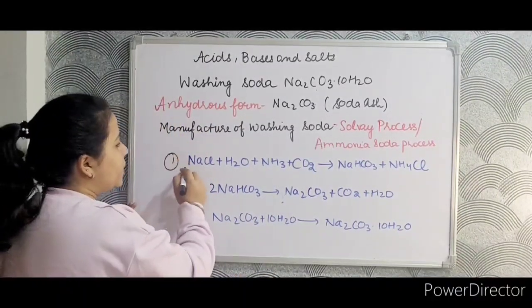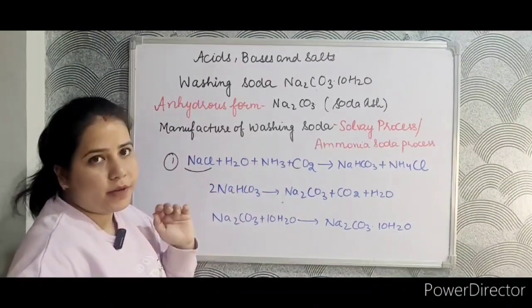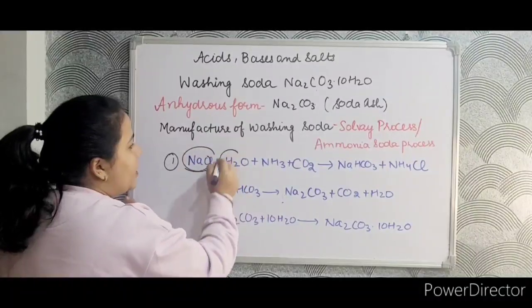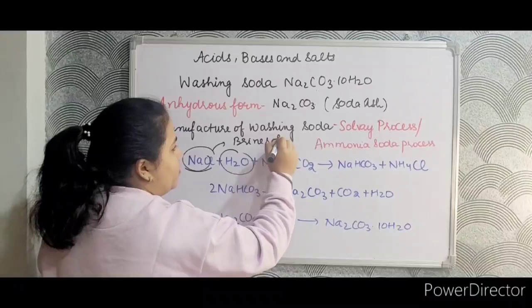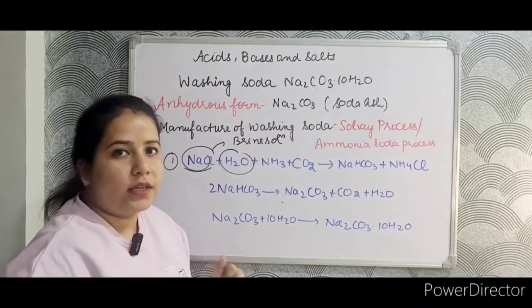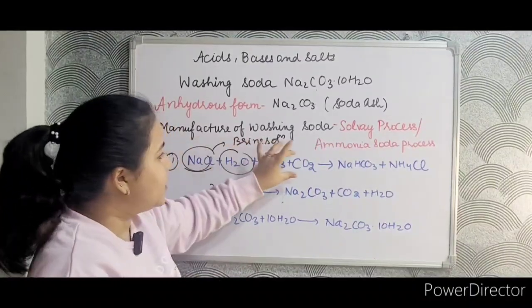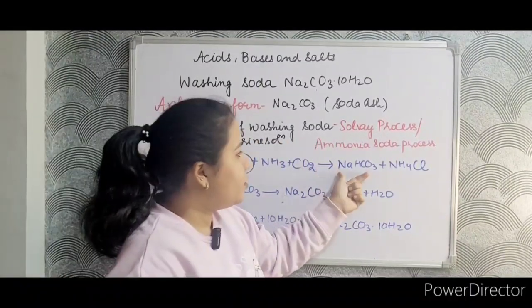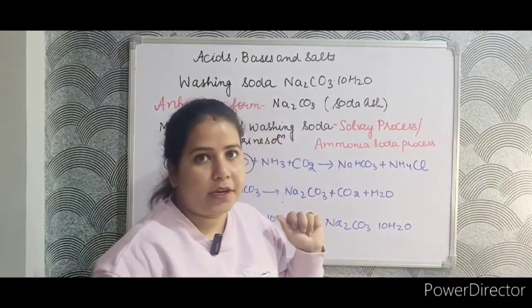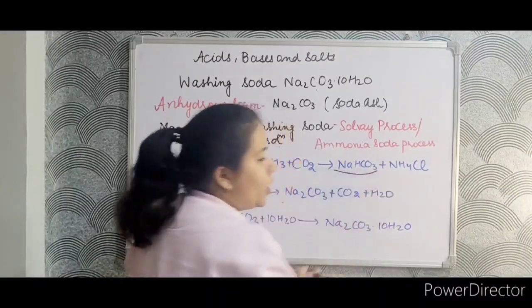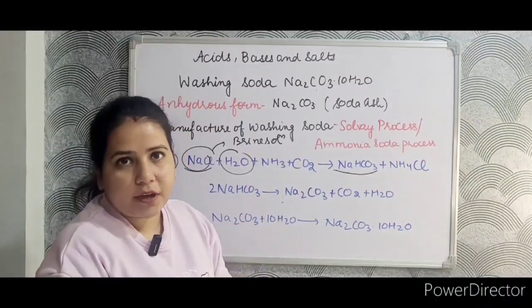Now commercial preparation of washing soda is by Solvay process, also known as ammonia soda process, in which first step is reaction of NaCl, water, ammonia and carbon dioxide. NaCl and H2O combinedly form a brine solution. Brine solution is 30% NaCl with water. Now these chemicals react with each other and they form NaHCO3, sodium hydrogen carbonate, and ammonium chloride. Now sodium hydrogen carbonate is slightly soluble in water, so it gets precipitated off.